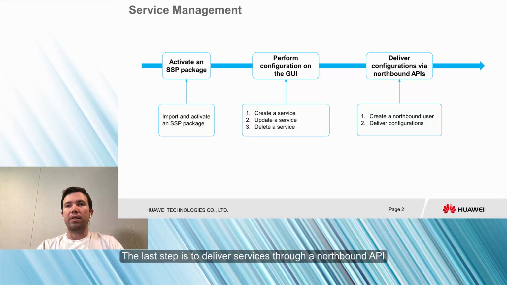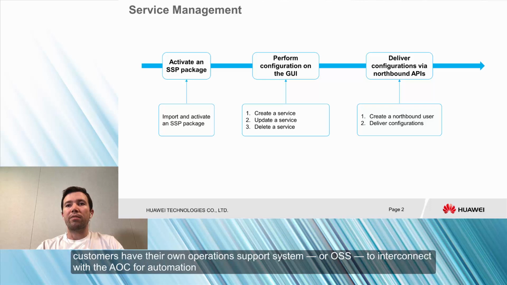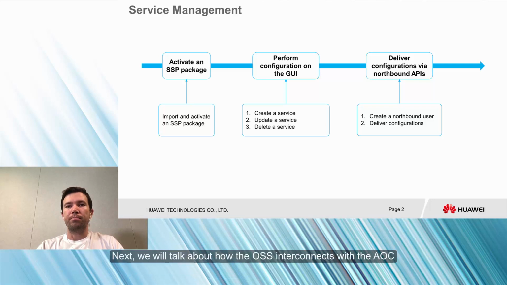The last step is to deliver services through a northbound API, which is automatically generated by the AOC based on the service model. Typically, customers have their own operations support system, or OSS, to interconnect with the AOC for automation. Next, we will talk about how the OSS interconnects with the AOC. First, let's look at the 3 steps in detail.